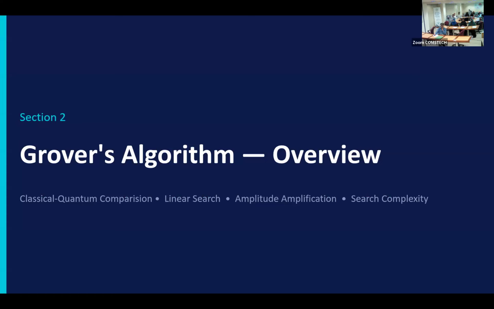Now, coming towards the overview of what Grover's algorithm is.